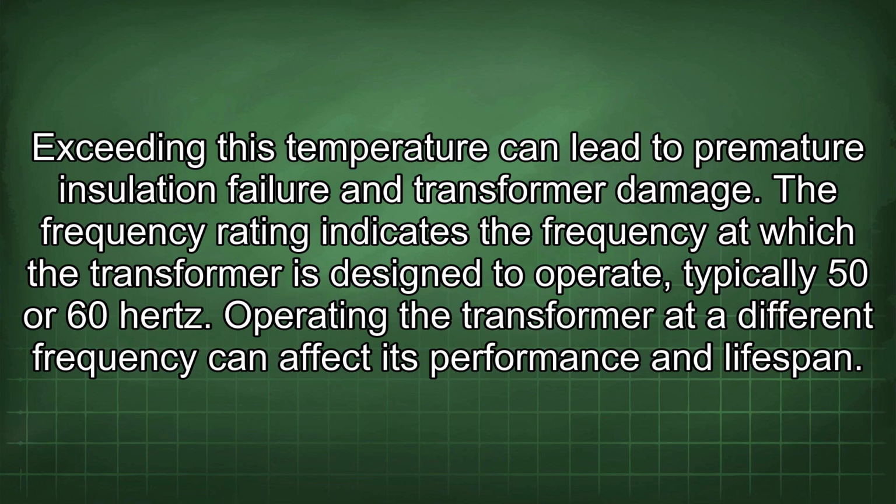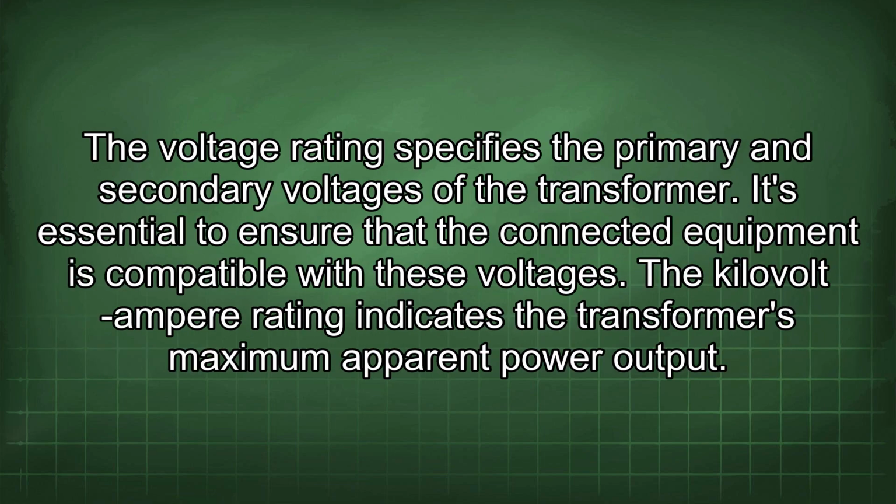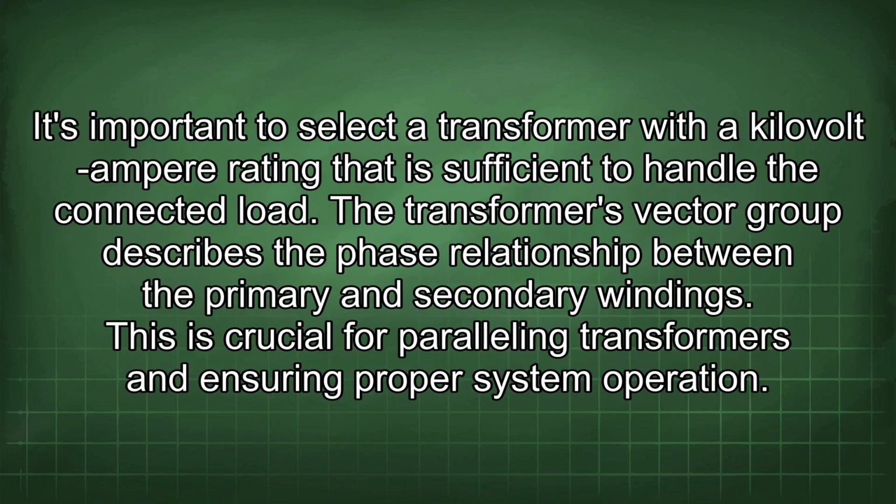The frequency rating indicates the frequency at which the transformer is designed to operate, typically 50 or 60 Hz. Operating the transformer at a different frequency can affect its performance and lifespan. The voltage rating specifies the primary and secondary voltages of the transformer. It's essential to ensure that the connected equipment is compatible with these voltages. The kilovolt ampere rating indicates the transformer's maximum apparent power output. It's important to select a transformer with a kilovolt ampere rating that is sufficient to handle the connected load.